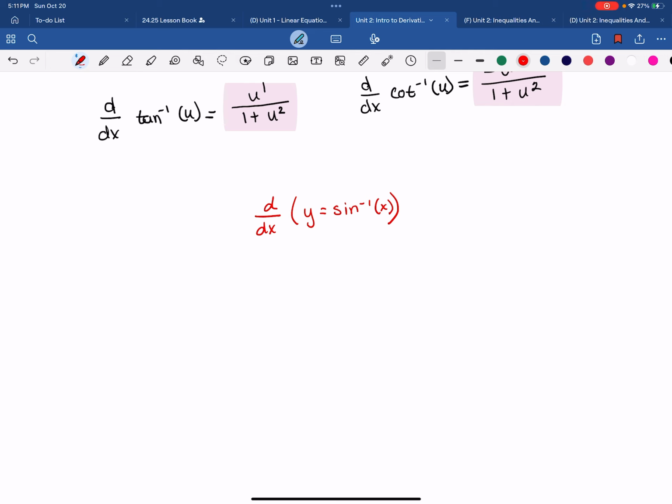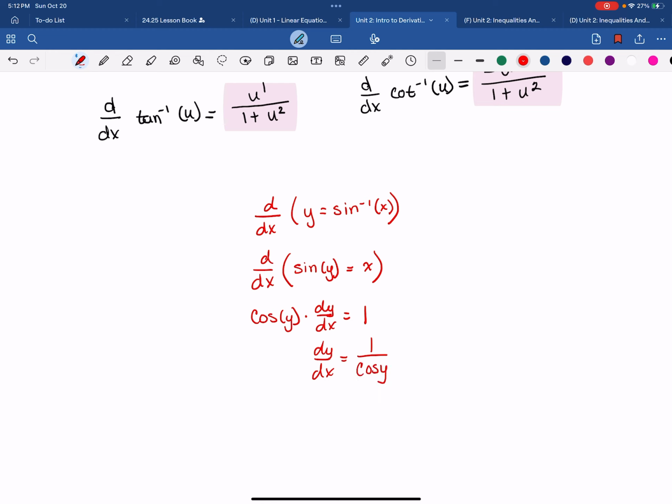We're going to leverage the same type of thing that we did with e to the x, or rather for natural log of x. We're going to use the inverse function to help us find the derivative of this inverse function. So the inverse of inverse sine is just sine. So I'm going to rewrite this as sine of y equals x. And so the derivative with respect to x of sine of y is cosine of y times dy/dx equals the derivative of x with respect to x, which is 1. I get dy/dx by itself, and I get 1 over cosine y.